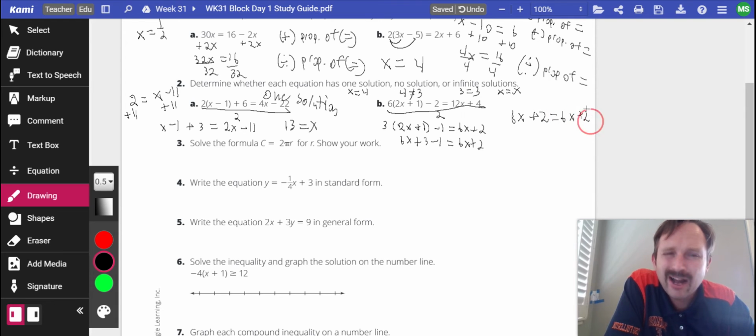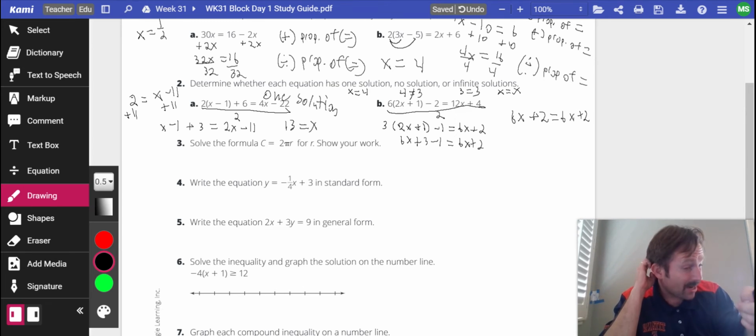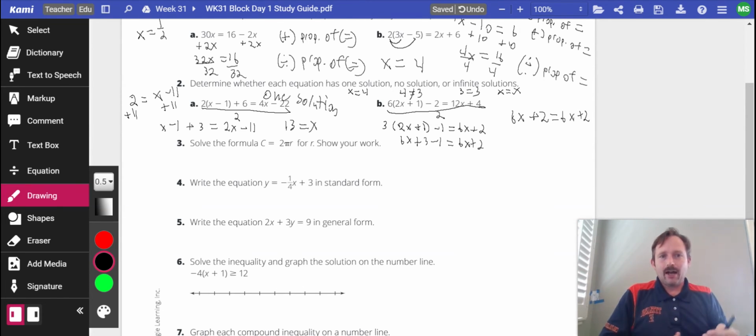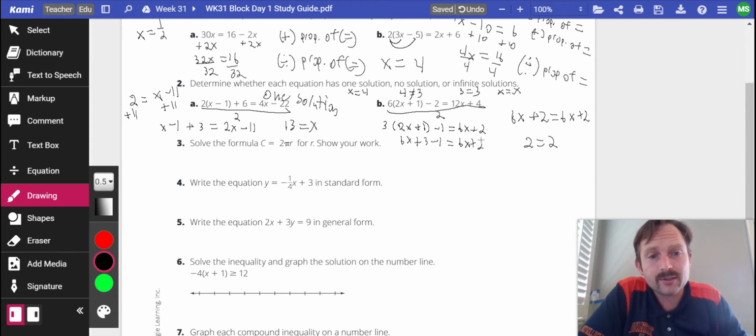I'm going to tell you right now, that's the same expression on the left and the right side. So if I boil this down, like if I subtract 6x on both sides, I'm going to get 2 equals 2. So 2 equals 2. When is that true? Always. So the solution set is all real numbers.